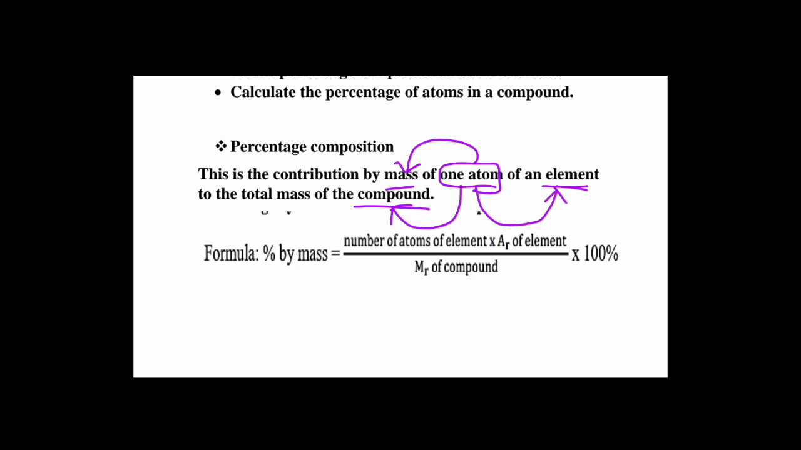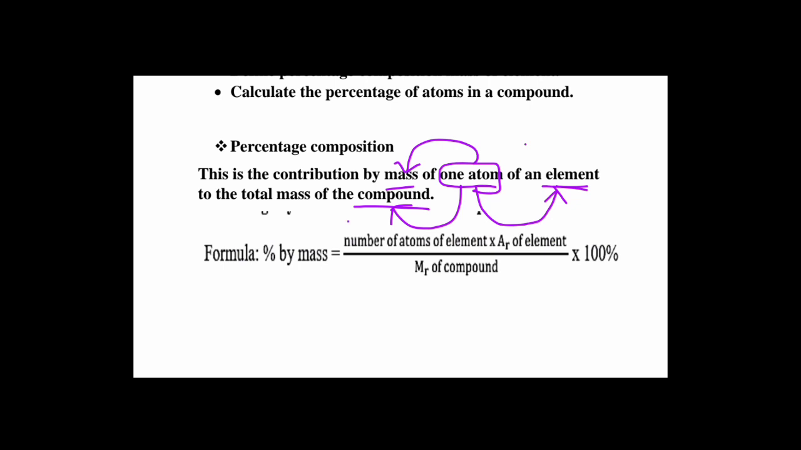Now, since an atom can take part in the chemical reaction, atoms are able to give us compounds. Now, that compound which is going to be formed is going to have a particular mass. And what is going to determine the quantity or the mass of that compound is the amount of atoms that are going to be involved in the formation of that compound.